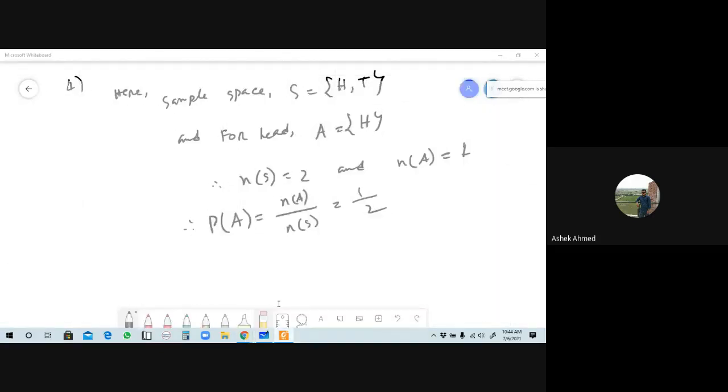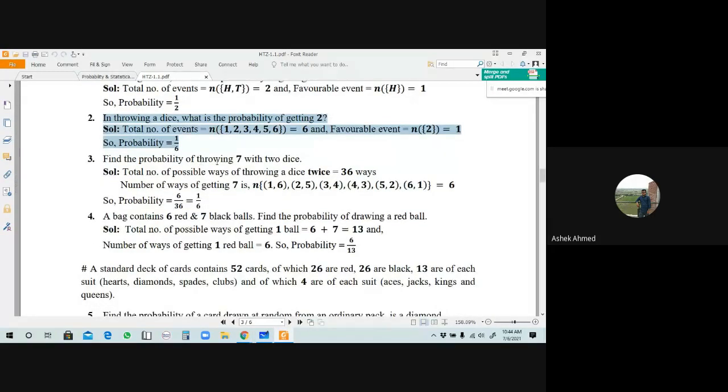The next problem is: find the probability of throwing 7 with 2 dice. What does with 2 dice mean? If you throw two dice, it means the sum of the outcomes of 2 dice. Understand? The sum of the outcomes of 2 dice.